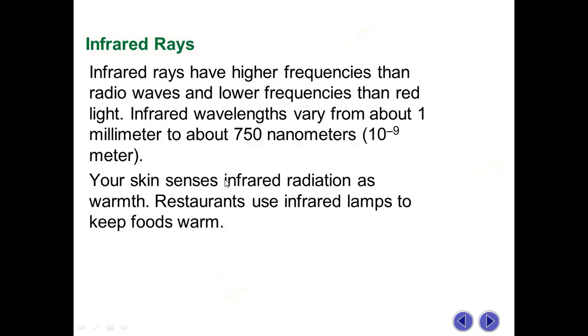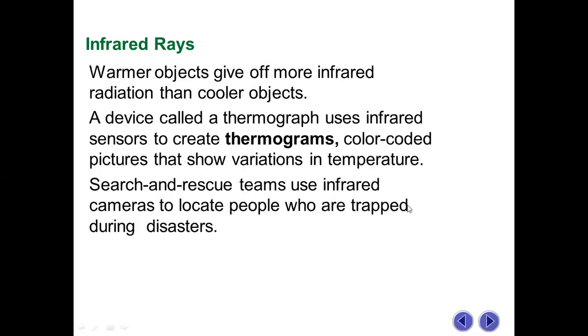Your skin senses infrared radiation as warmth. Restaurants use infrared lamps, which give this heat light or red light, to keep food warm. Warmer objects give off more infrared radiation than cooler objects. A device called a thermograph uses an infrared sensor to create thermograms. What are thermograms? Color-coded pictures that show variation in temperature.